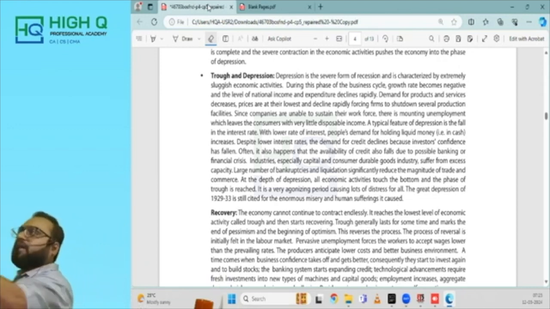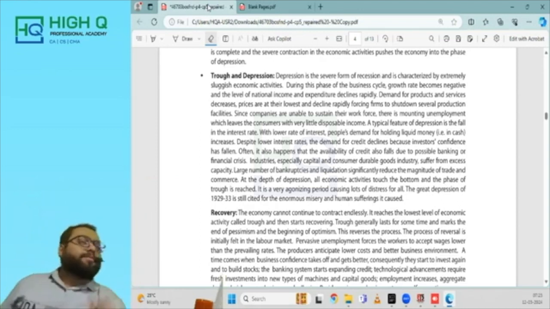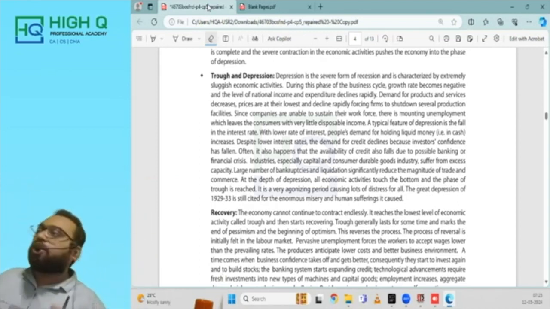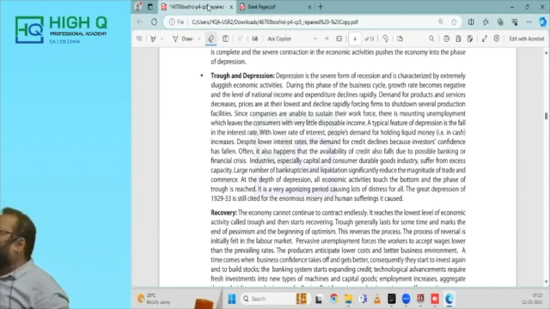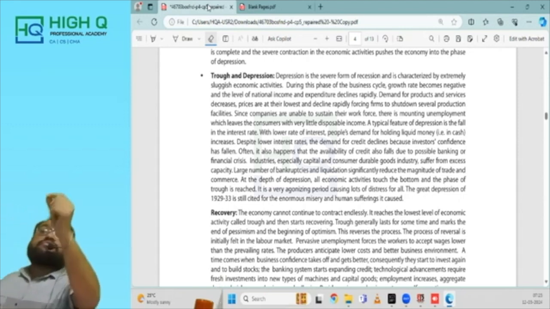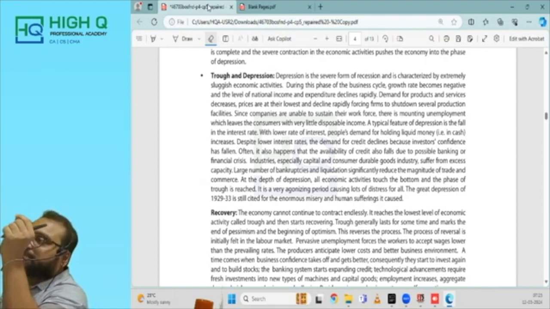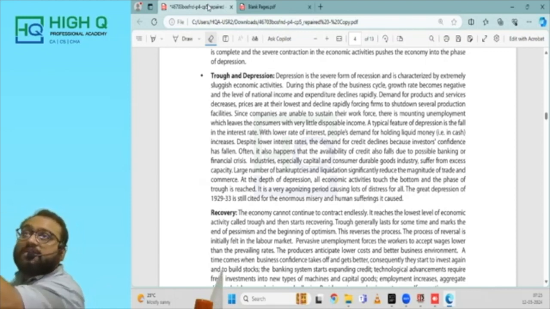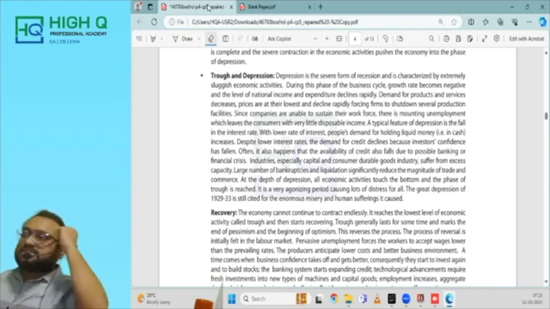Tell me, at trough will the employment be full employment, unemployment, or the lowest employment? Lowest employment. Yes or no? At trough the employment will be very low. If employment is very low, it means people don't have purchasing power. If people don't have purchasing power, demand will be less, production will be less. Yes or no? So this is how we remember the things.